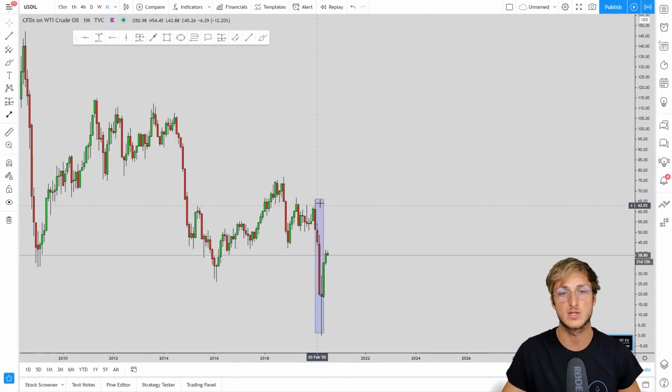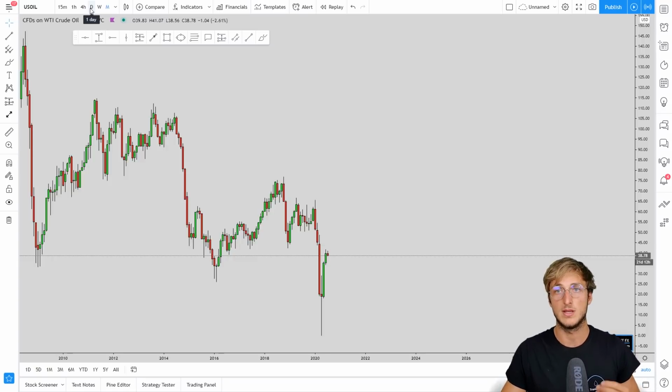Now, the best time frames for direction, as I said many times, are the monthly, weekly, and daily. And the best time frame for entry is the 4-hour time frame, which filters out most of the noise and gives you the best risk to reward and probability setups.